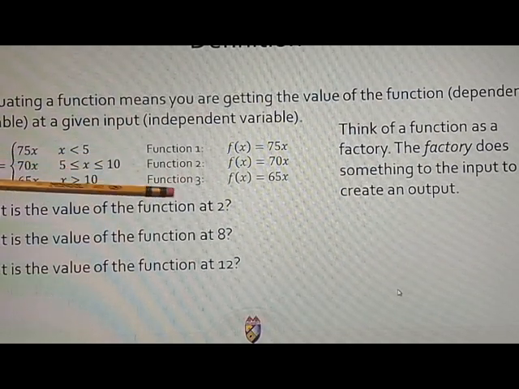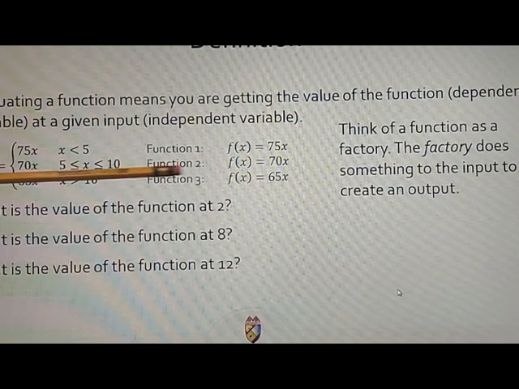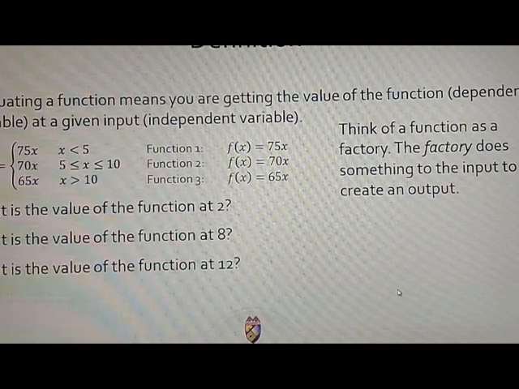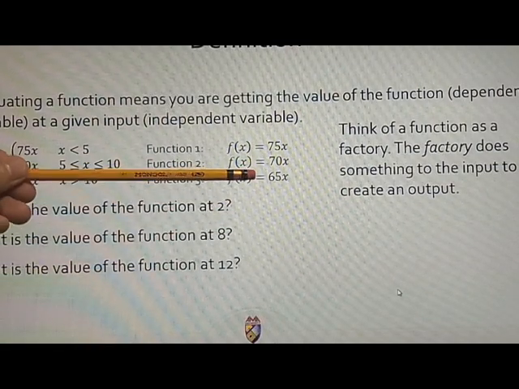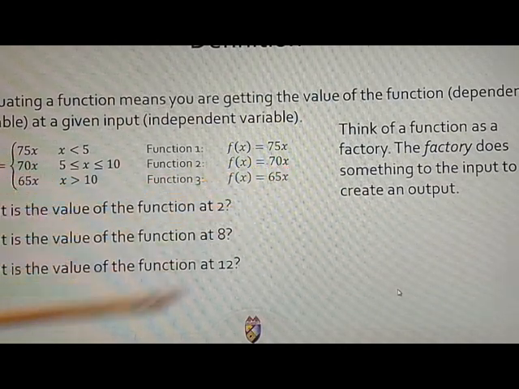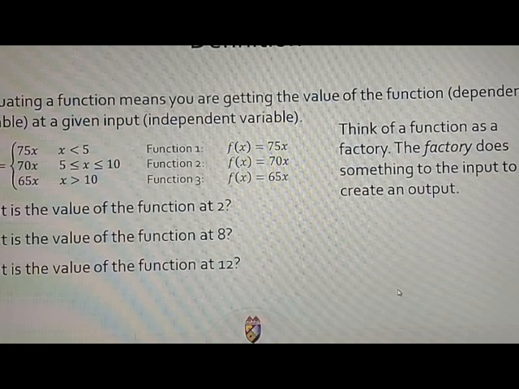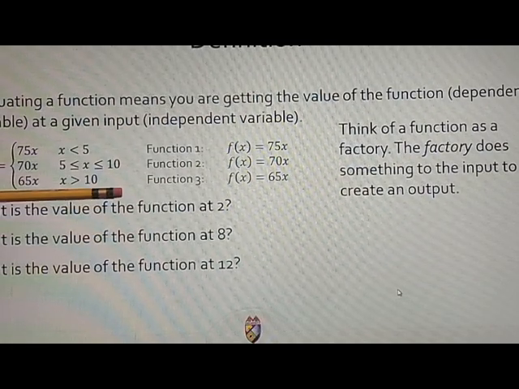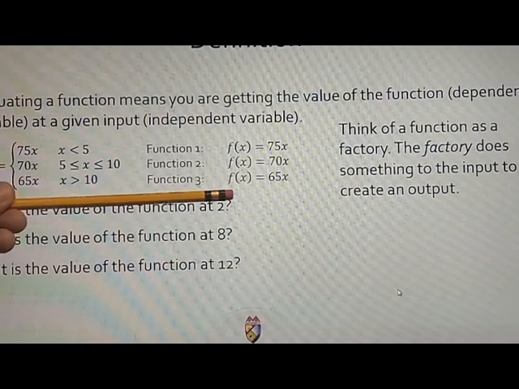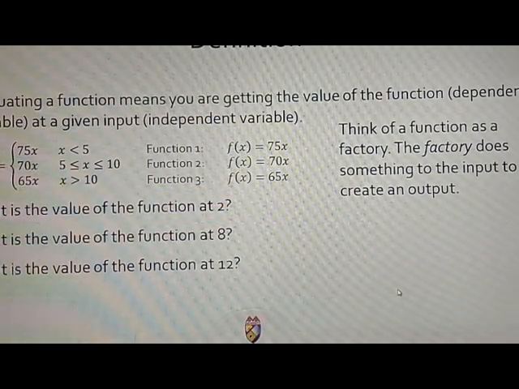For function 2, the condition here is x is greater than or equal to 5 and less than or equal to 10. The function would be f of x is equal to 70 times x, or 70 pesos times the total number of shirts to buy. And then we have condition number 3 where x is greater than 10, and f of x would be equal to 65 times x.